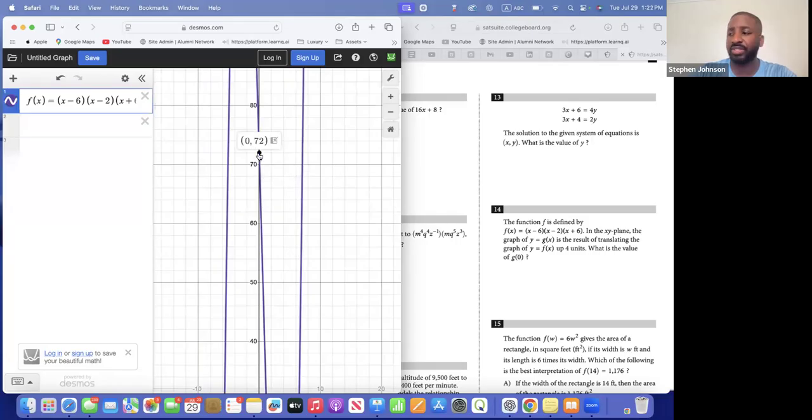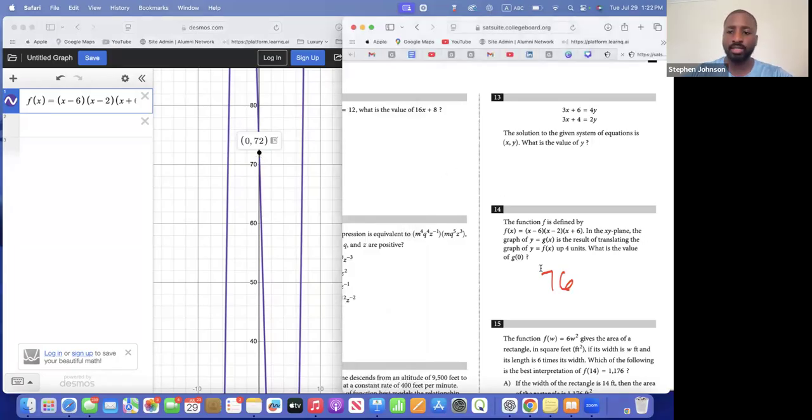So f of 0 is 72. So if we're looking for g of 0, and we know that the g of x function is just the f of x function shifted up, right? I'll draw it on screen, shifted up 4 units. Then if we're at 72 here, our answer should be 76, right? Which would be a 76. So that's our answer for question 14. The answer is 76 because f of 0 was 72 and we're just shifting up 4 units to 76.